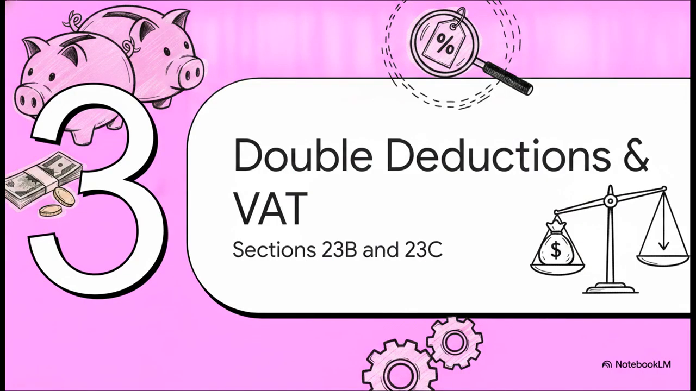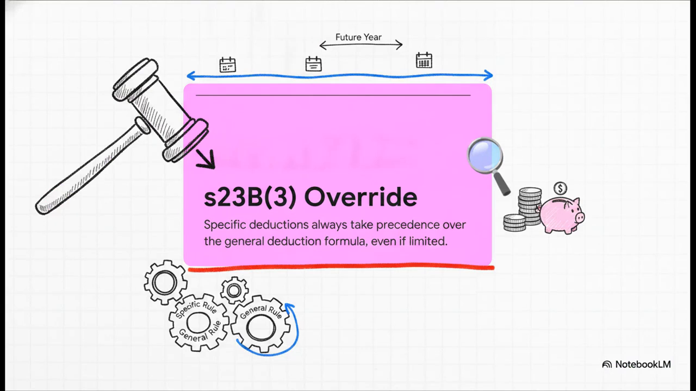Let's dive into Section 3, Double Deductions and VAT. Section 23B1 makes it clear that no amount can reduce taxable income more than once. But it's Section 23B3 that is absolute magic for your exam technique. Specific deductions always take precedence over the General Deduction Formula. If a specific section applies to an expense, you cannot claim a general deduction under 11A. Full stop. And this holds true even if the specific deduction limits the amount or defers it to a future year of assessment. The specific rule is always going to crush the general rule.